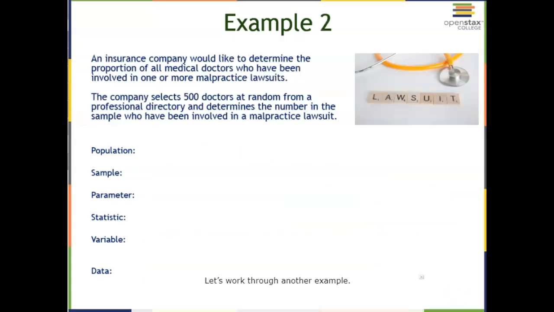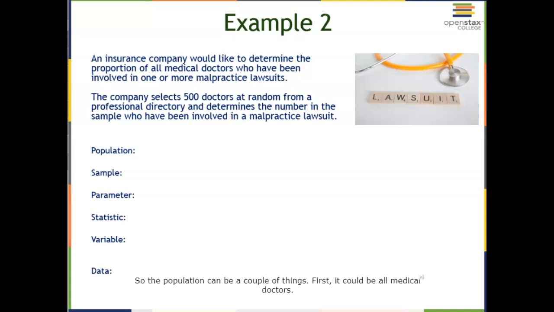Let's work through another example. An insurance company would like to determine the proportion of all medical doctors who have been involved in one or more malpractice lawsuits. The company selects 500 doctors at random from a professional directory and then determines the number in that sample who have been involved in a malpractice suit.